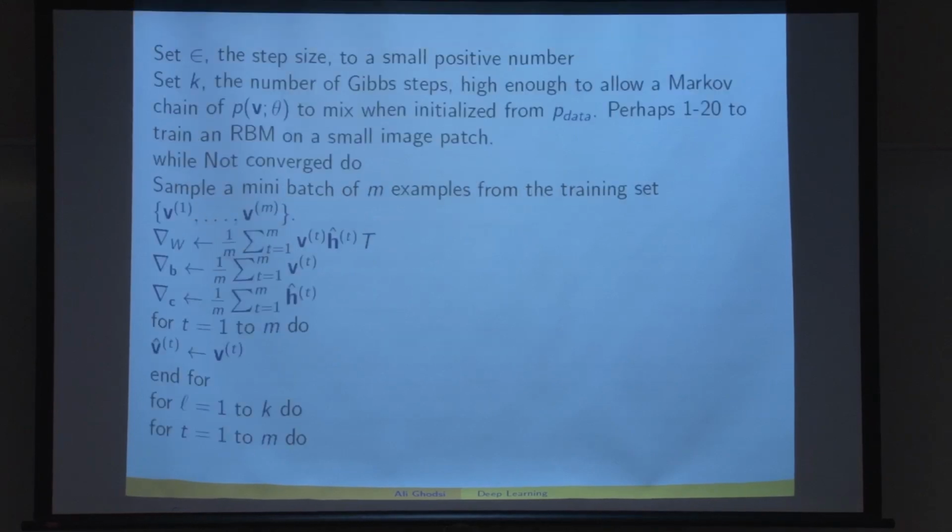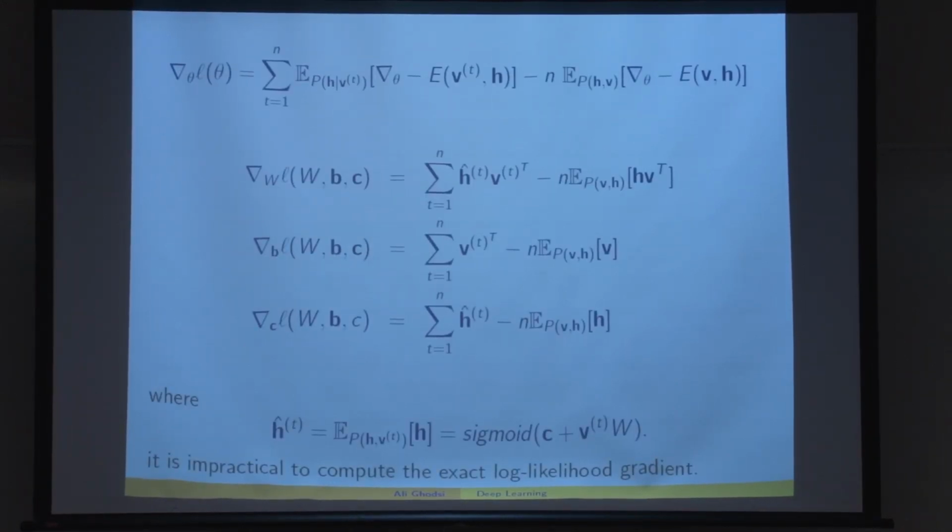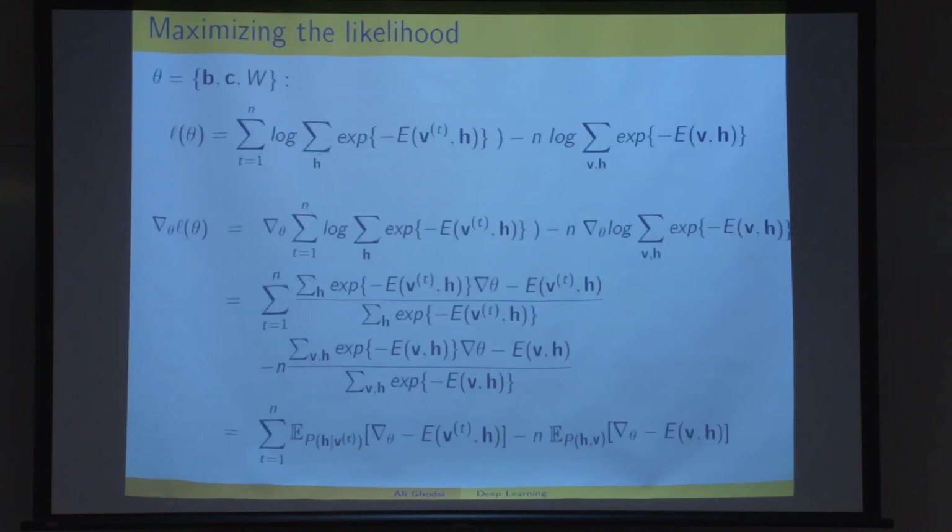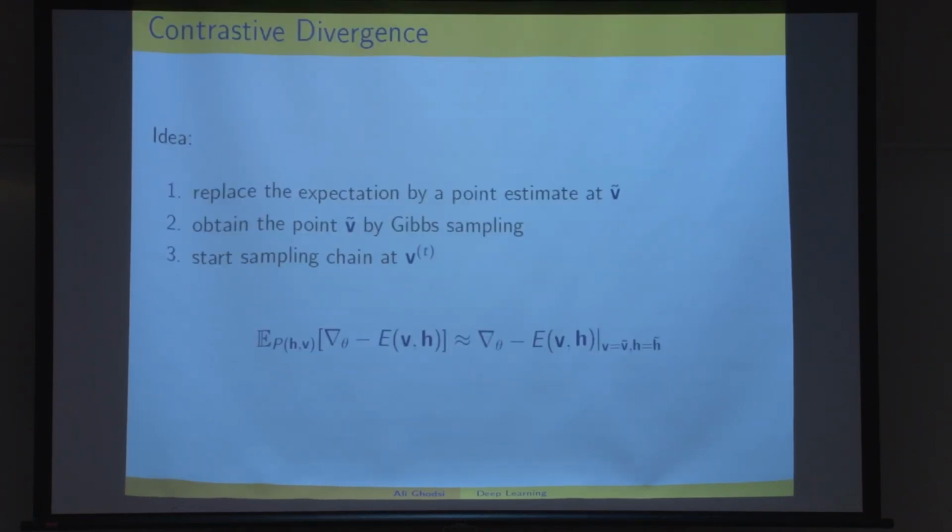But the main intuition is that you want to compute this double expectation here, which is hard to compute. We can't compute it, so let's replace it with a point estimate, in the sense that we compute the expectation with only one point. That's the main idea here. So the idea of contrastive divergence is to replace the expectation by a point estimate.